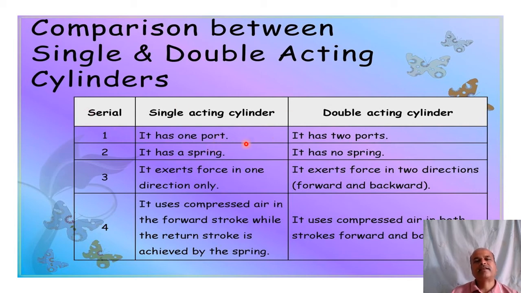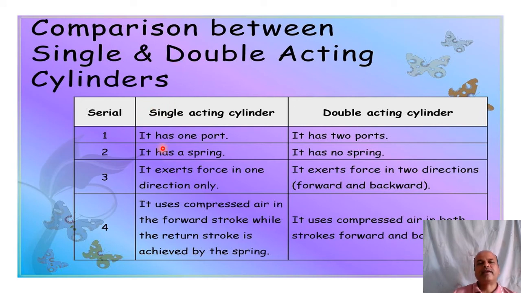In single acting cylinder it has one port. In double acting it has two ports. Single acting has a spring, double acting has no spring. Single acting cylinder exerts force in one direction only. Double acting exerts force in two directions, that is forward and backward, as we have explained previously. Single acting uses compressed air in the forward stroke while return stroke is achieved by the spring. Double acting uses compressed air in both strokes, forward and backward. So this is the difference between single acting and double acting cylinder.